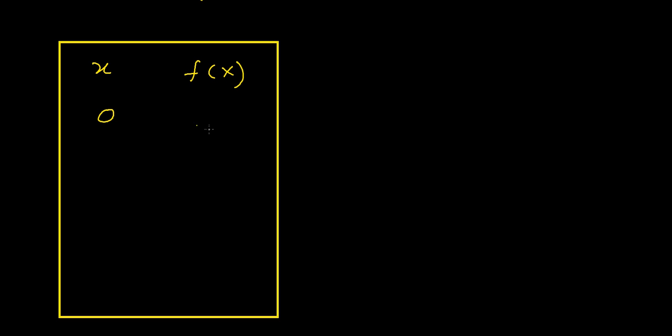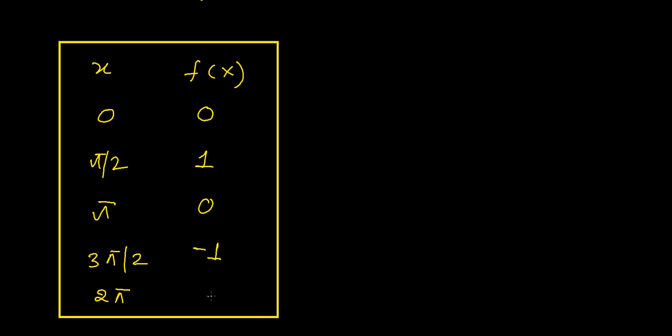Let x equal to 0. So for x equal to 0, f of x will be 0. If you take pi by 2, sin pi by 2 equal to 1. If you take pi, sin pi is equal to 0. If you take 3 pi by 2, sin 3 pi by 2 is equal to -1. And if you take x equal to 2 pi, sin 2 pi will be 0. So for 2 pi, f of x will be 0. Similarly, you can make the T chart for negative values as well.